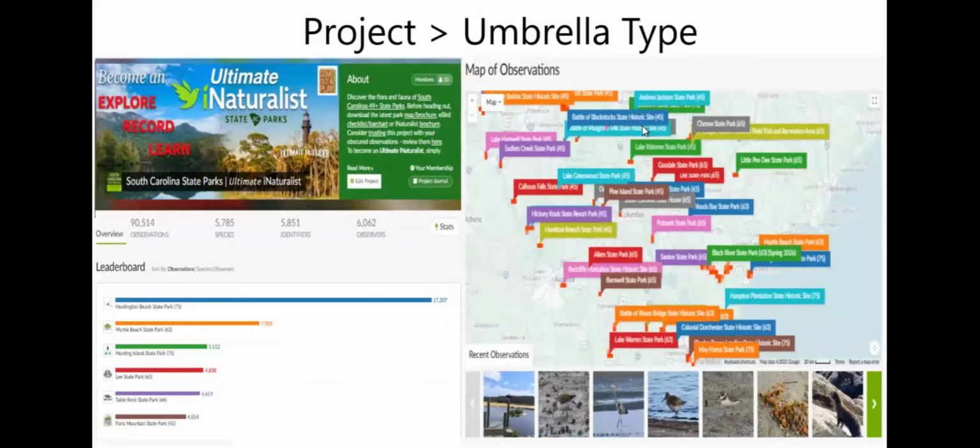Now, an umbrella project is not filtered on anything specific. This one is all of the state park projects, all of the state park collection projects. I think I'm up to 52 of them now. There's 49 regular projects and a couple of extra ones. And I think we're up to over 92,000 observations right now in state parks, but you can select any one of those parks from this leaderboard and see which observations are actually in Huntington Beach or Myrtle Beach.